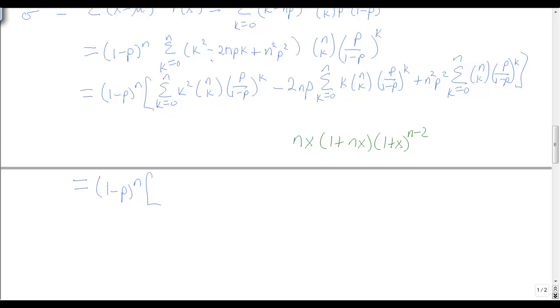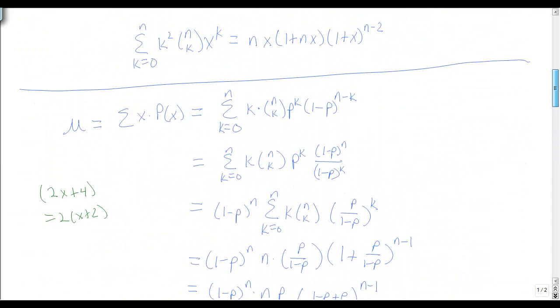That's going to be this thing here, except x is p over 1 minus p. If we apply that, we get n times p over 1 minus p, times 1 plus n times p over 1 minus p, times 1 plus p over 1 minus p to the n minus 2. That's our summation with the k squared. Then minus 2np times the summation with the k.